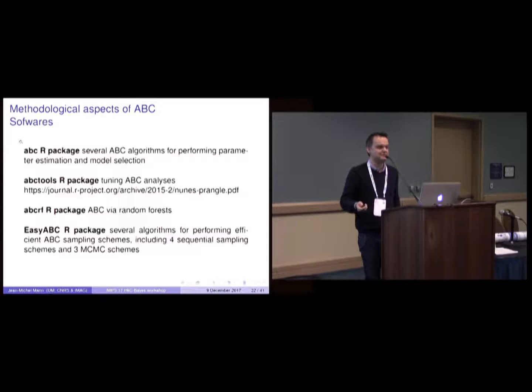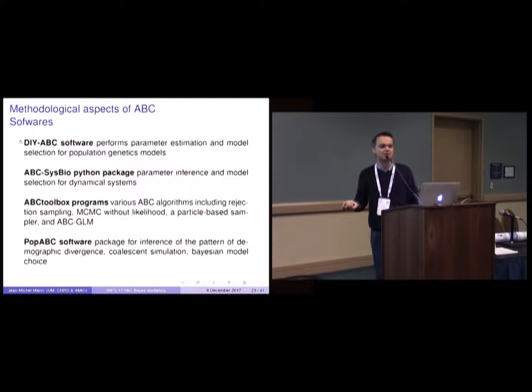Within this one, you also have a simulator included, and we have developed this do-it-yourself ABC software, which performs estimation and model selection for a large class of population genetics models, which are biased, essentially structured coalescent models here.